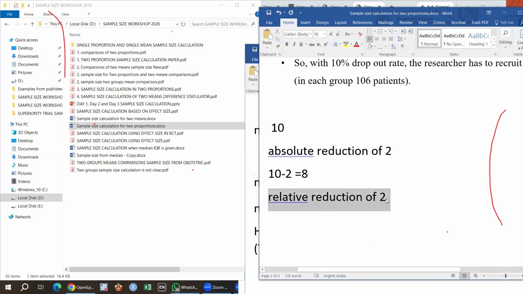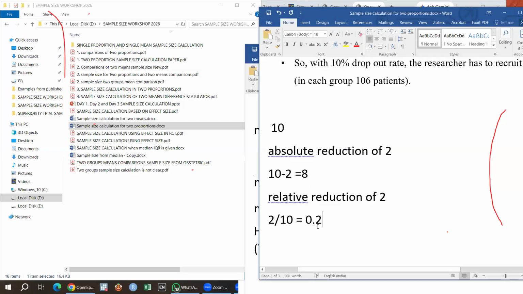So for relative reduction, we have to take the relative reduction of 2. What will be the relative reduction of 2? We have to take this 2 out of 10. So what will be the value of the relative reduction of 2? Please see this. We have to do 2 by 10. So it is coming 0.2. This is the meaning of relative reduction.